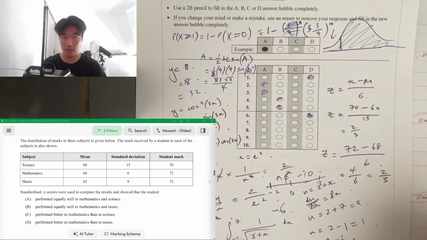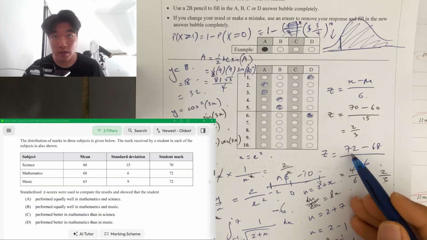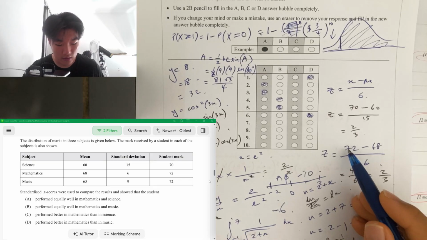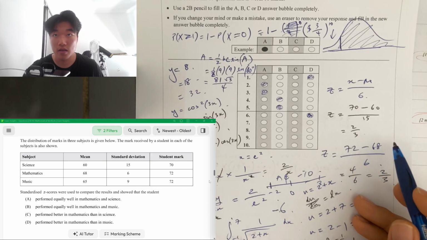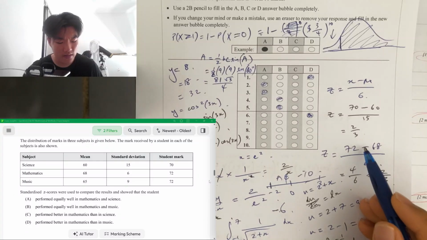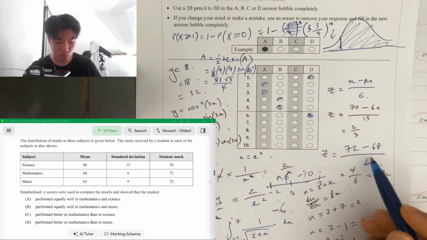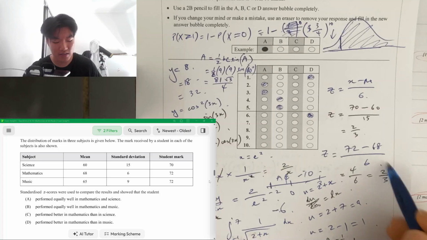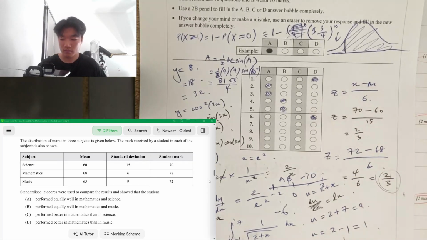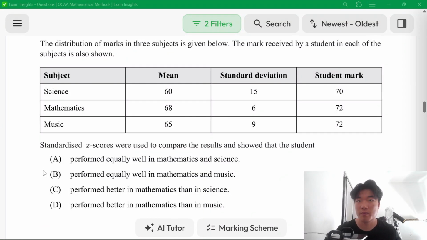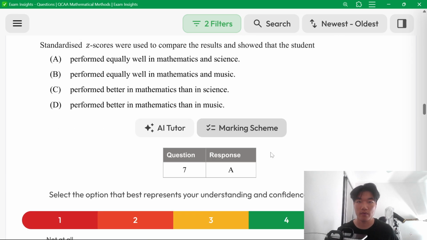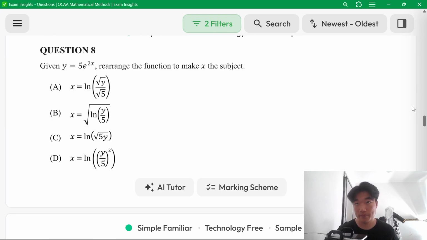Then I determined the z-score for math. Same thing, student mark was x, the x value, so 72. Then we subtract the mean, which was 68 for the math test. That becomes 4. Then we divide by the standard deviation, which was 6, so it's 4 over 6, which simplifies down to 2 over 3. These are equivalent. So they performed equally well in math and science. That means it's A. We don't need to proceed. We've found that z-scores are equivalent in this.